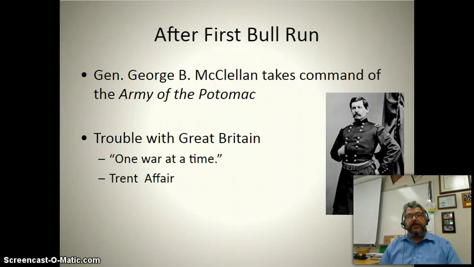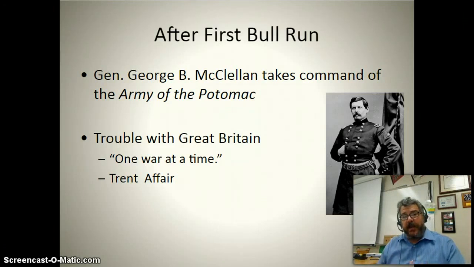A British merchant ship named the Trent is traveling out of a Confederate port when it's stopped by a U.S. naval vessel. Upon boarding the vessel, U.S. naval officers find two Confederate officials who are sailing back to Britain to try to negotiate British help for the South. Those officials will be arrested, and a controversy will ensue.